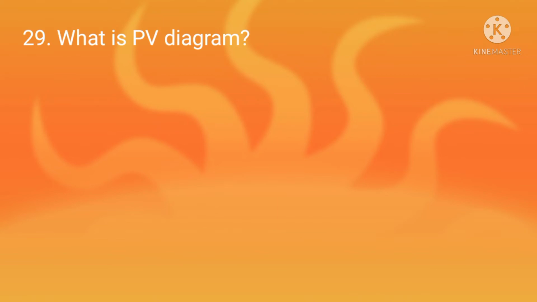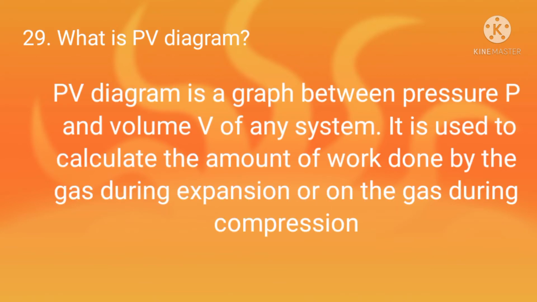The 29th question is, what is a PV diagram? PV diagram is a graph between pressure P and volume V of any system. It is used to calculate the amount of work done by the gas during expansion or on the gas during compression.